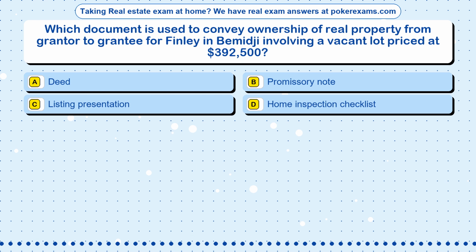Question 77. Which document is used to convey ownership of real property from grantor to grantee for Finley in Bemidji involving a vacant lot priced at $392,500? Option A. Deed. Option B. Promissory note. Option C. Listing presentation. Option D. Home inspection checklist.